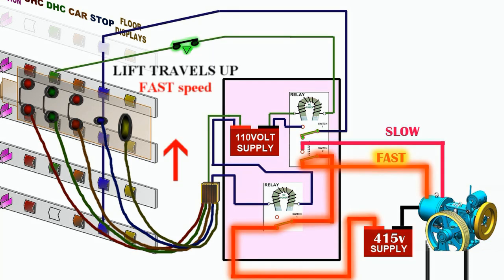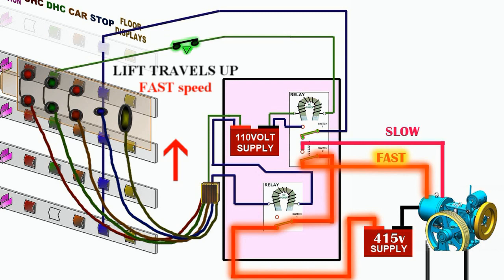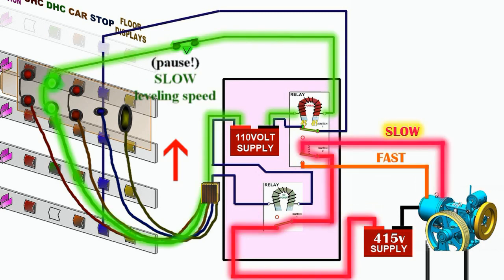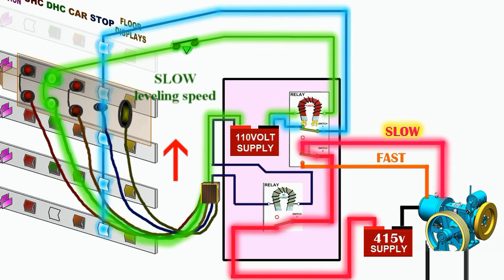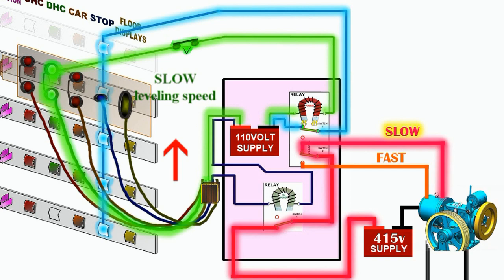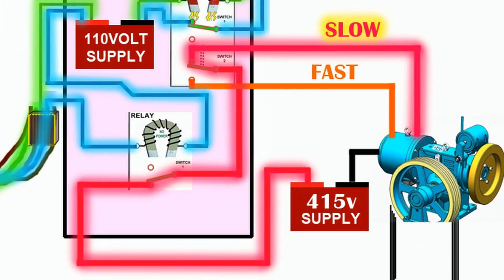Let's start the lift. When the down call is found, the first relay now does two things. It switches the motor to low speed and livens up the stop contacts. When the lift is level with the floor, the stop circuit is formed, activating the second relay. And what does this do? It cuts the motor circuit and the lift stops.